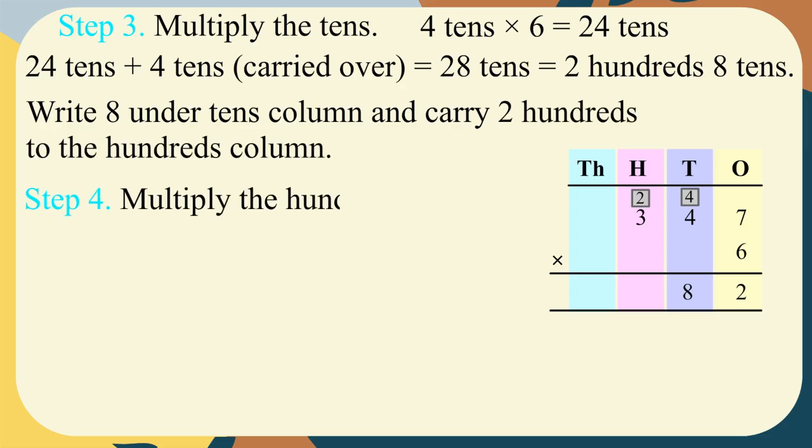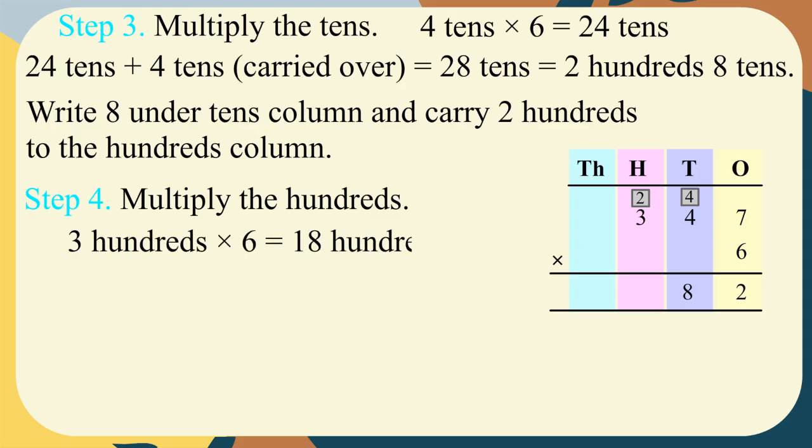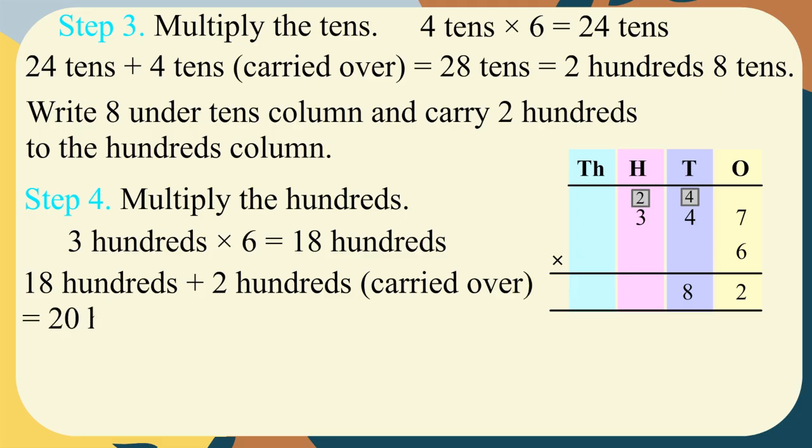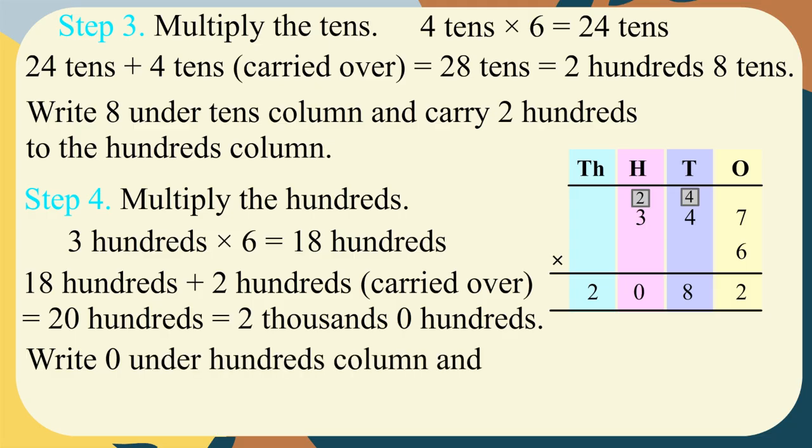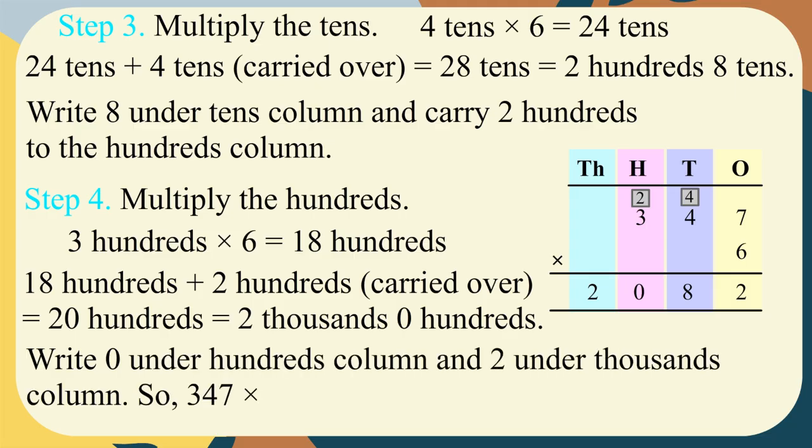Step 4. Multiply the hundreds. 3 hundreds multiplied by 6 is equal to 18 hundreds. 18 hundreds plus 2 hundreds carried over is 20 hundreds, which is equal to 2 thousands, 0 hundreds. Write 0 under hundreds column and 2 under thousands column. So, 347 multiplied by 6 is equal to 2082.